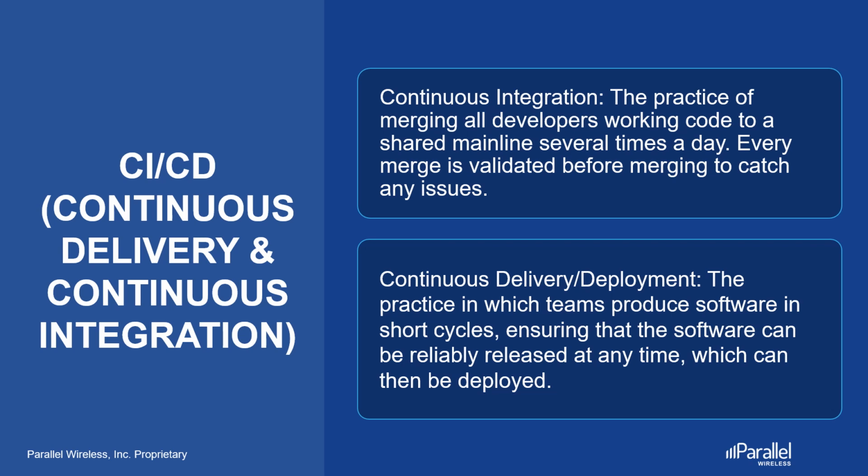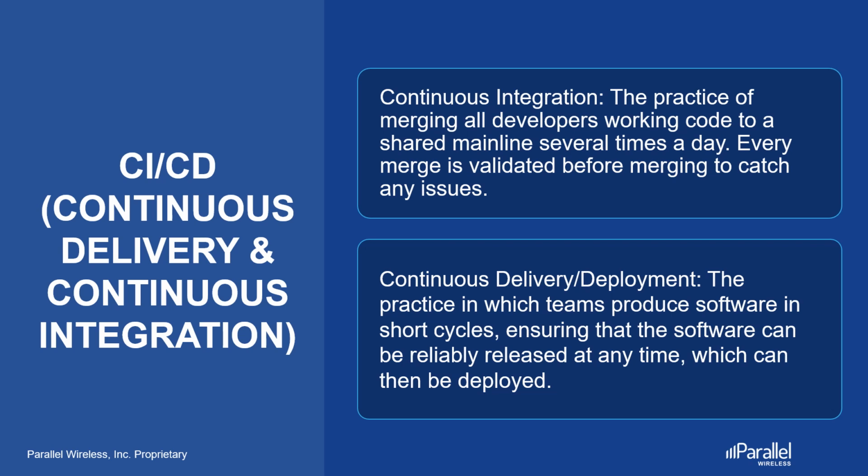Let's look at CI/CD. CI/CD is a set of practices for continuous integration and continuous delivery. Continuous integration basically is a practice of merging all the developers' working code to a shared mainline several times a day. Every merge is validated before merging to catch any issues. This is in order to ensure that there are fewer integration issues and allows members in a team to collaboratively work together to deliver high quality software rapidly.